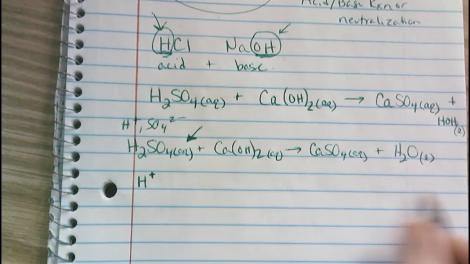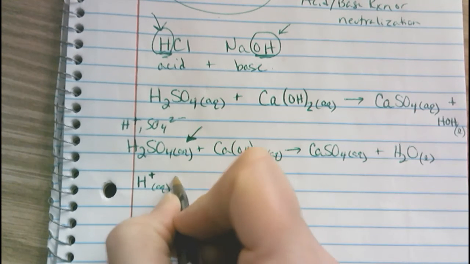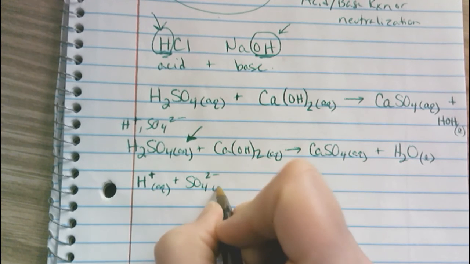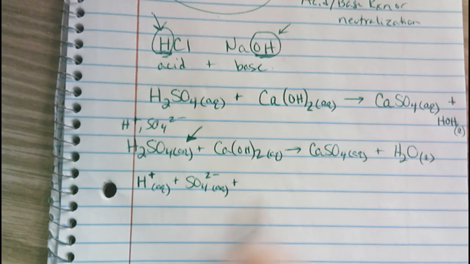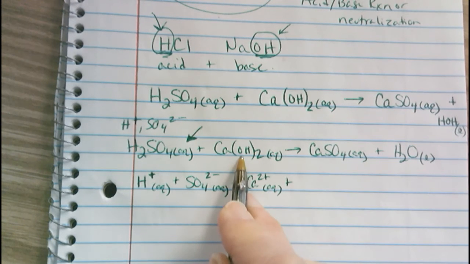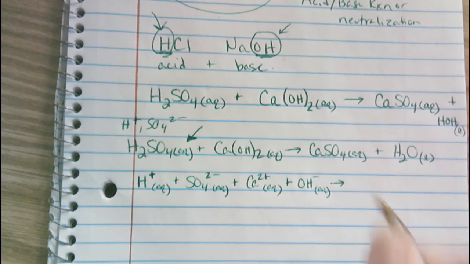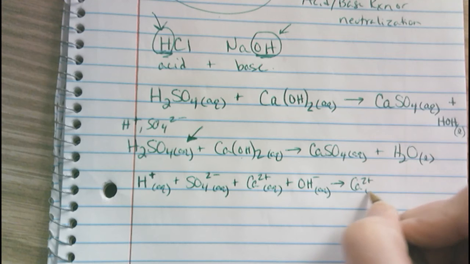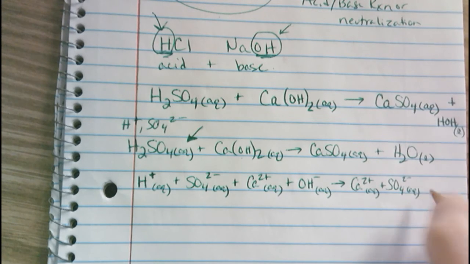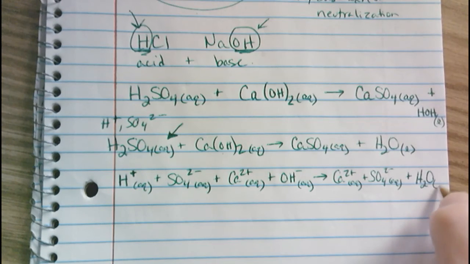But all we're doing in our ionic equation is identifying what ions we have. So we have that, which is aqueous. Has to be aqueous because that's aqueous. We have the sulfate ion, which is aqueous, plus the calcium ion, which is aqueous, the hydroxide ion, OH-, which is aqueous. It's going to produce calcium, which is aqueous, the sulfate again, which is aqueous, and then this is not aqueous, it's a liquid, so it's going to stay together. H2O.